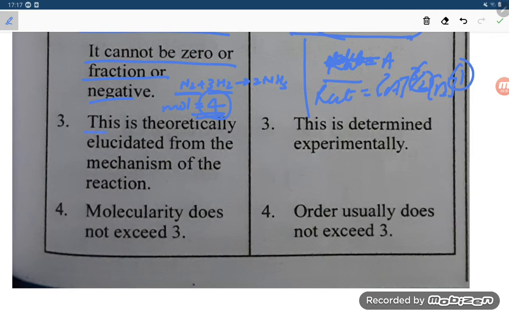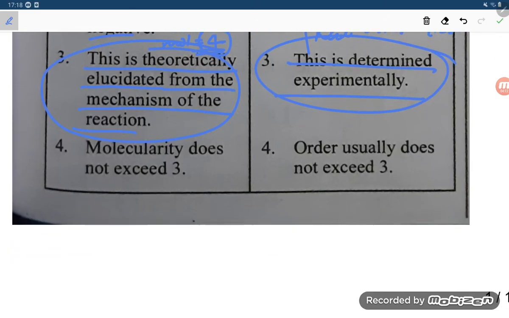Next, the third point: molecularity is theoretical, elucidated from the mechanism of the reaction. Order is determined experimentally. Next, molecularity does not exceed 3. The maximum molecularity of a reaction is always 3, student. If it is more than 3, this type of reaction is never observed. Only up to 3 molecules is possible.